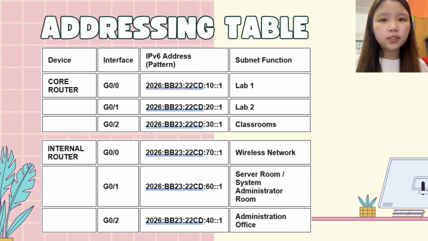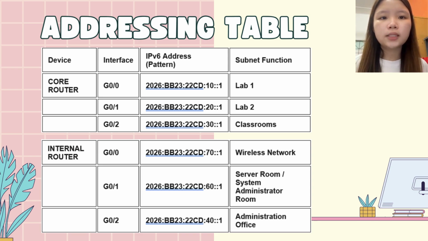For our addressing scheme, we subnet this into 64 networks using a logic that matches our router roles. For the core router, we assign the lower subnets: 10 for lab 1, 20 for lab 2, and 30 for classroom. These are all student-focused areas. For the internal router, we assign the specific function subnets: 40 for administration office, 16 for server room and system administrator room, and 17 for the wireless network.